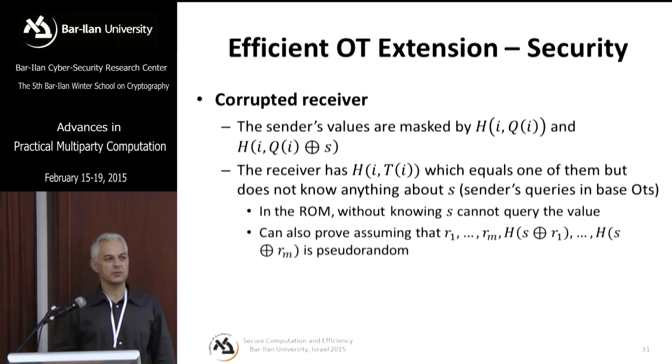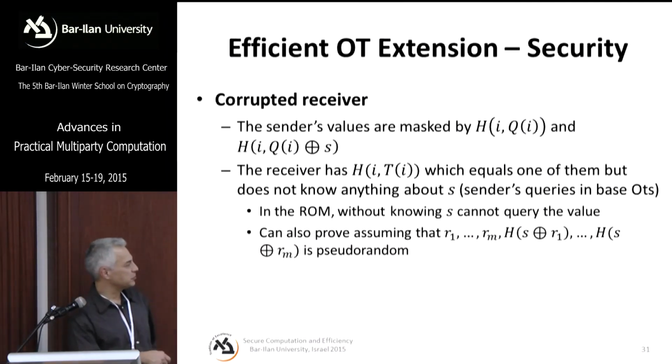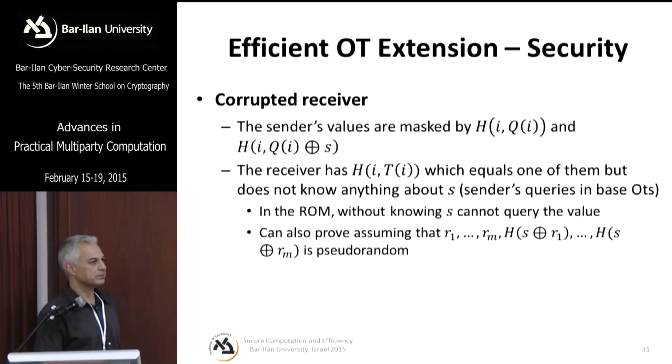Otherwise, we assume something which we call the correlation robustness assumption, which basically says that if we don't know S and we choose these values R at random, this set of values, which include the R values and the hashes of the R's XORed with S, is pseudo-random. So using that assumption, we can prove this oblivious transfer to be secure against the corrupt receiver.